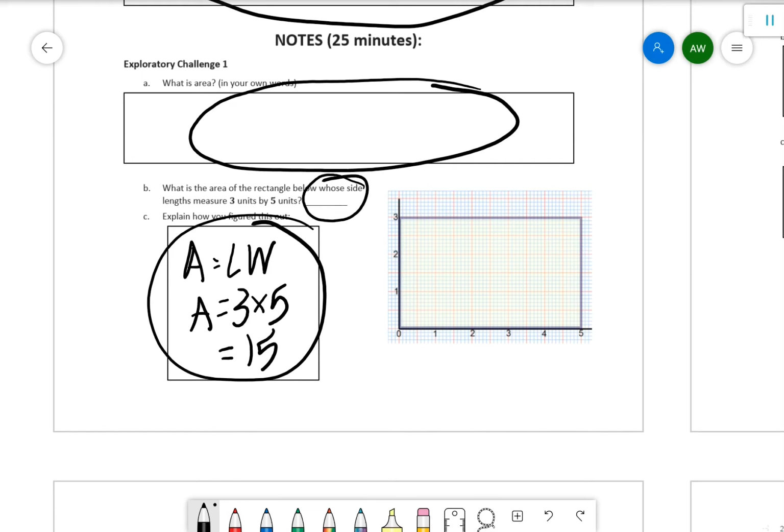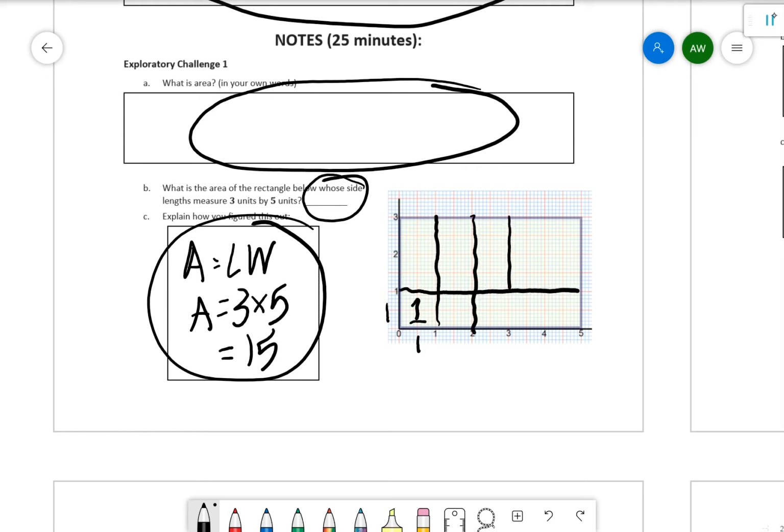But one other way that we could do this problem is by making a grid of unit squares and then counting up how many units I have. So a unit square is a square that has both a length and a height of 1, right? So that means that the area of this little square here is 1, right?